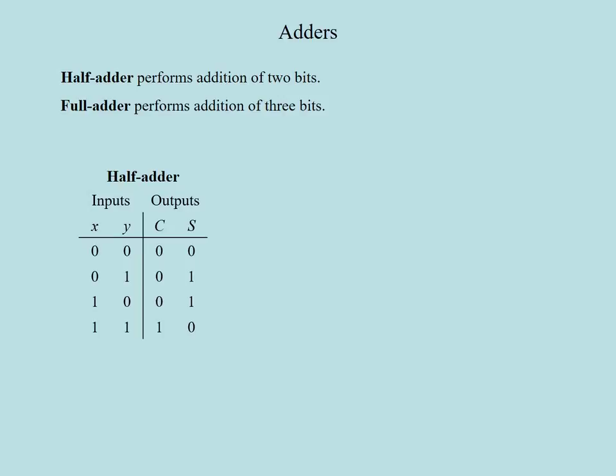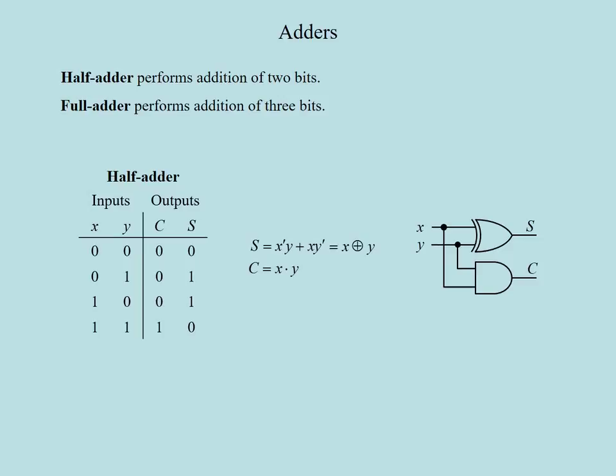The simplification step is quite easy here if one would like to obtain a circuit with least number of gates. S is a function of two minterms and can be written as x'y or xy'. This is nothing but an XOR operation between x and y. On the other hand, the carry bit is x and y. That means we can draw an implementation of a half adder as composed of 2 gates.